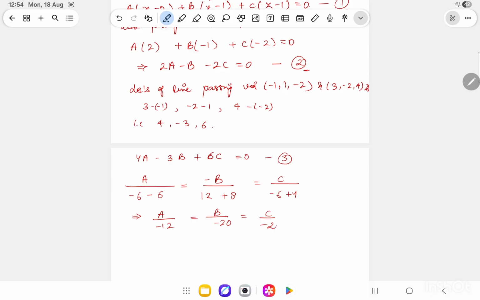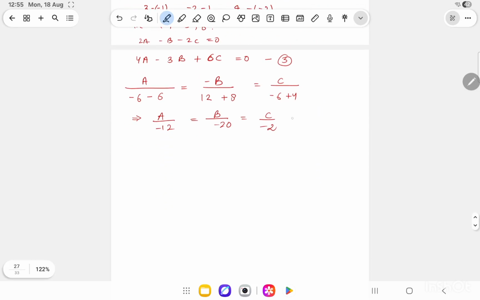I guess there's something wrong. 2a minus b minus 2c equals 0. So a upon minus 6 minus b upon 12 plus 8, c upon minus 6 plus 4. No, everything is correct. So if I equate it with k, we'll get a equals minus 12k, b equals minus 20k and c equals minus 2k.